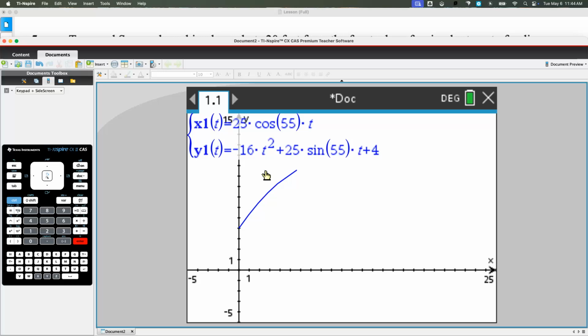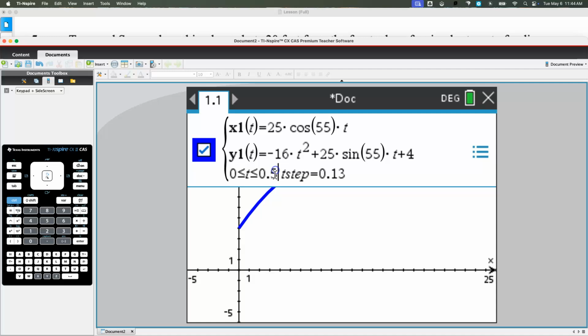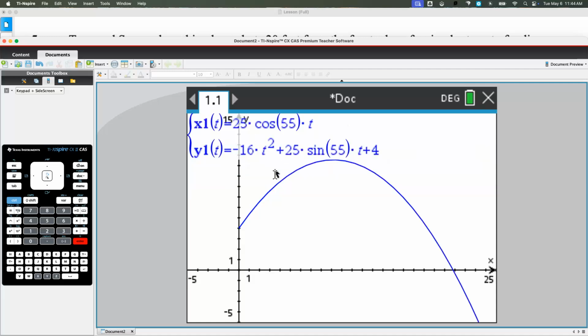Later on this unit, we're going to be able to figure out exactly when the object hits the ground. We'll be able to solve this equation to figure out when it hits the ground, where it hits the ground, the maximum height that it got, how far out was the maximum height, all that fun stuff. That's what we're going to get to. Okay, so we've got that.